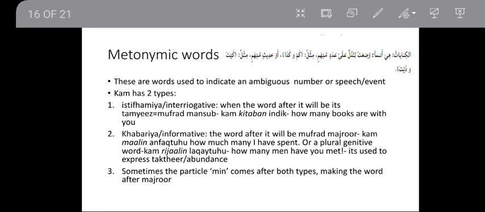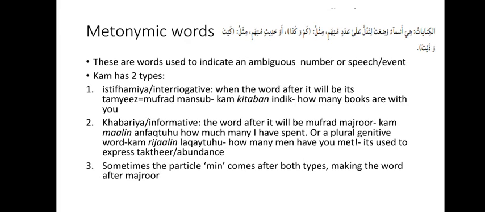And so today we are going to continue with these words, and what we are on now are al-kinayat, so metonymic words. So what does this mean? You could say metonymic words are words which refer to a specific thing without actually using that word. The classical definition: words used to indicate an ambiguous number or speech or event. And then you have a few words which are used for them.